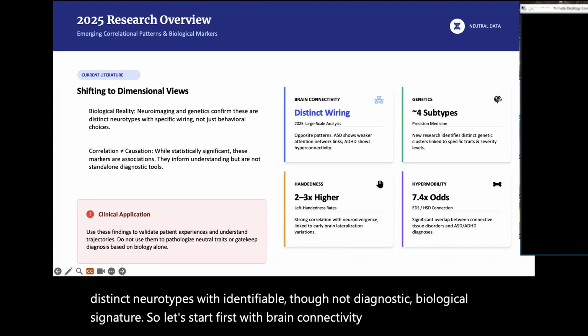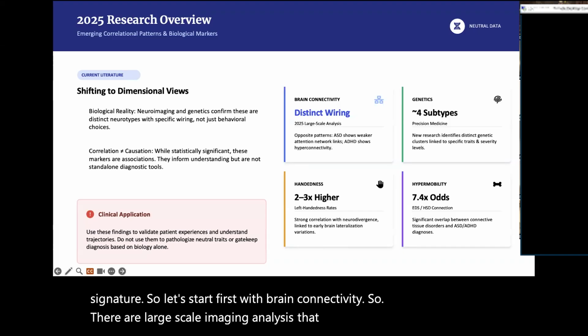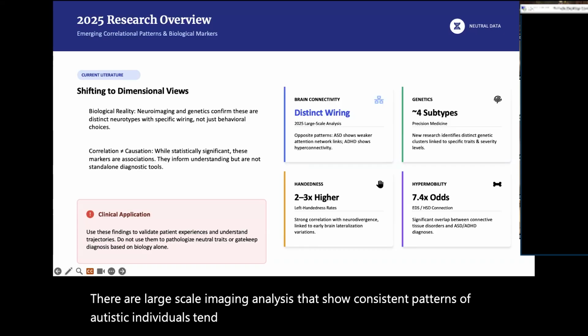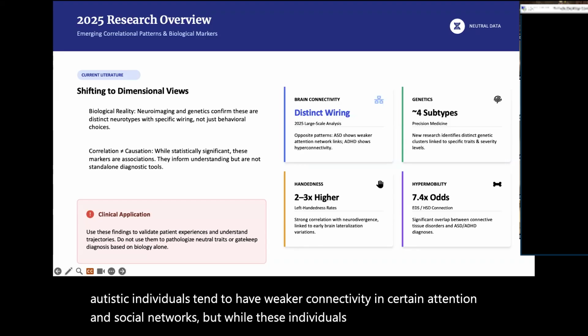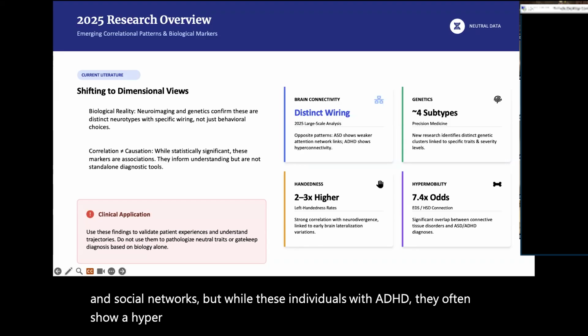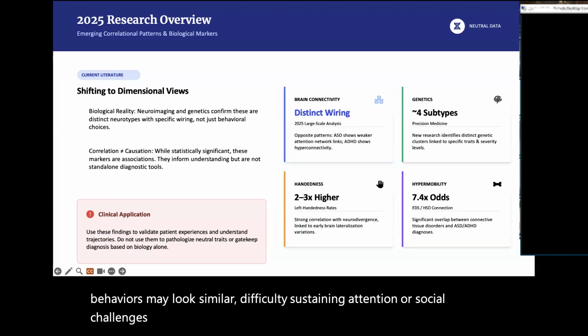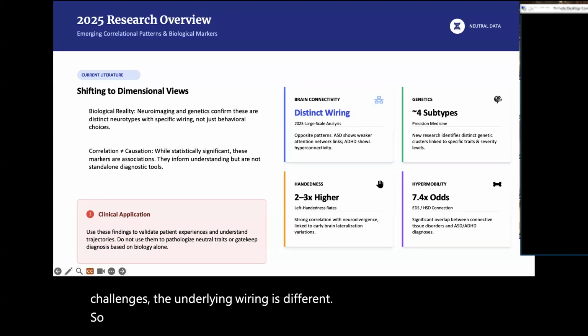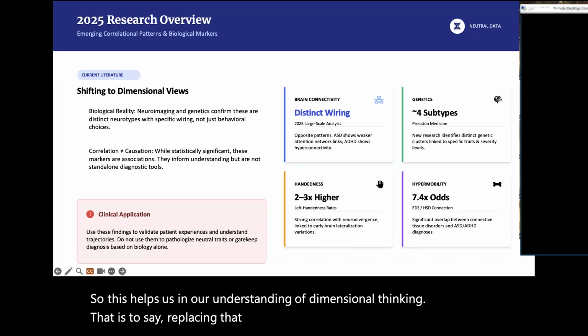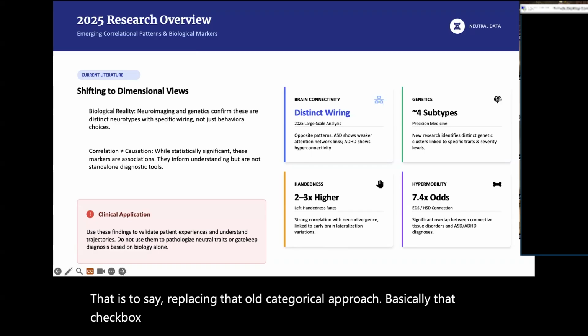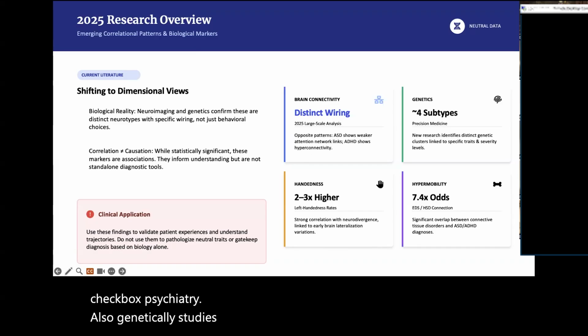There are large-scale imaging analyses that show consistent patterns: autistic individuals tend to have weaker connectivity in certain attention and social networks, while individuals with ADHD often show hyperconnectivity in the same regions. So even though the behaviors may look similar, difficulty sustaining attention or social challenges, the underlying wiring is different. This helps us in our understanding of dimensional thinking, replacing that old categorical approach, basically that checkbox psychiatry.